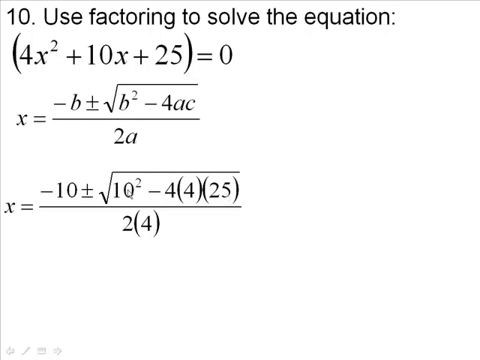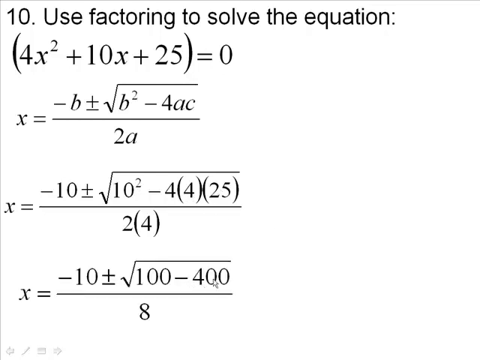Now if you take 10 times 10, you're going to get 100. 4 times 4, 16 times 25 is 400. Okay. Another way to think of it, you had 25 times 4, you get what? 100 times 4 is 400. Then you're having 2 times 4 is 8 down here. So this is going to be minus 300. And you can factor out 100 times minus 3.